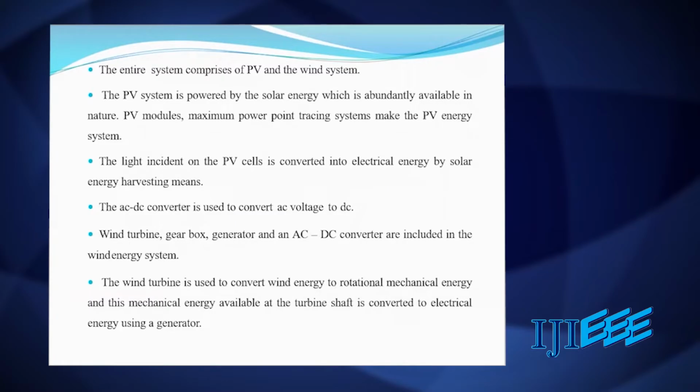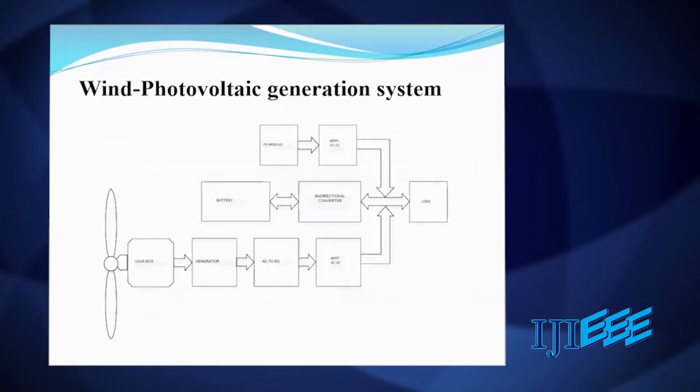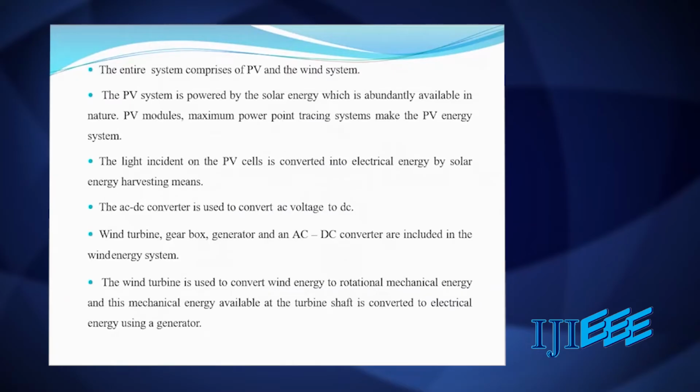In the wind generation system, the wind turbine, gearbox, generator, and AC to DC converter are considered. A wind turbine is used to convert wind energy to rotational mechanical energy, and this mechanical energy, available at the turbine shaft, is converted to electrical energy using a generator.